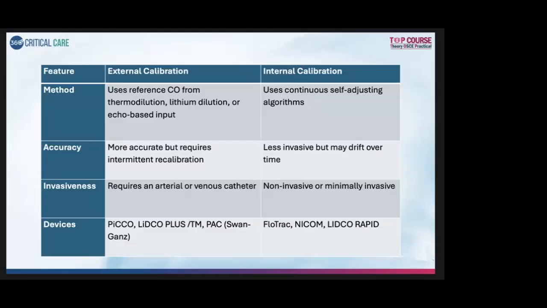It always requires either an arterial or a venous catheter, and the common devices which come under this category are PiCCO, LiDCO plus, VolumeView, and the pulmonary artery catheter. All of those are calibrated externally. Whereas internal calibration uses a self-adjusting algorithm based on the patient's age, gender, physiological conditions, and arterial compliance; it makes its own self-adjusting algorithms. It is less invasive but may drift over time. Some of the devices which use this internal calibration are FloTrac, LiDCO Rapid, and NICOM. Those are the bioimpedance and bioreactance devices that are used to measure cardiac output non-invasively.